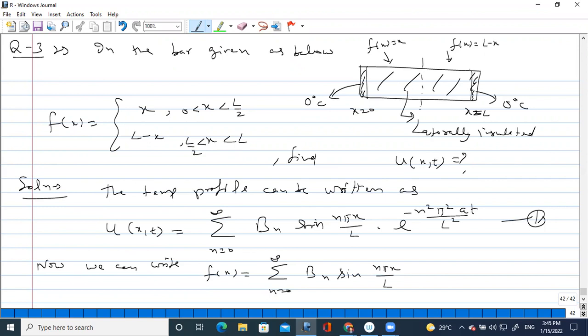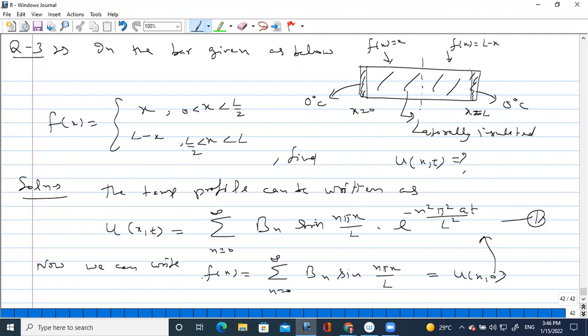And if you don't remember this, ultimately you have to remember this only. So what is f(x)? f(x) is u(x,0). So here you put t equal to 0. So this will become Bn sin(n pi x by L). That's it. That is the f(x). u(x,0), you put t equal to 0. u(x,0) is f(x). And if you don't know the direct formula, use the Fourier series method also.